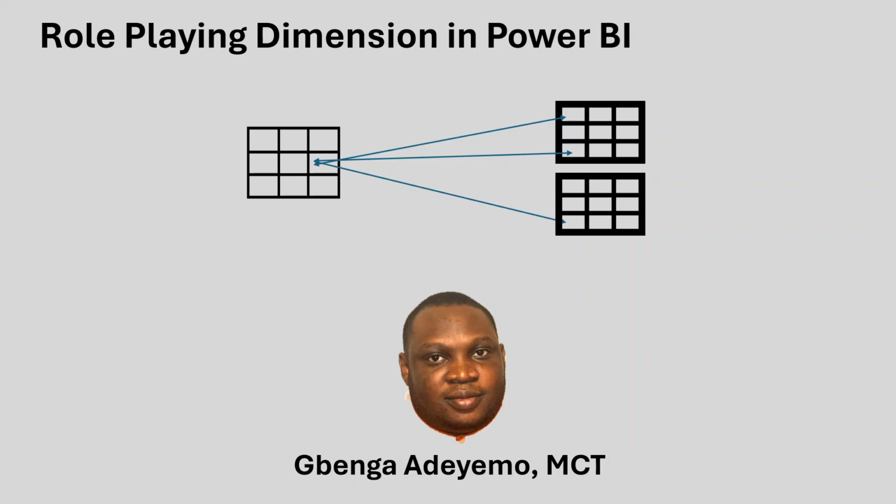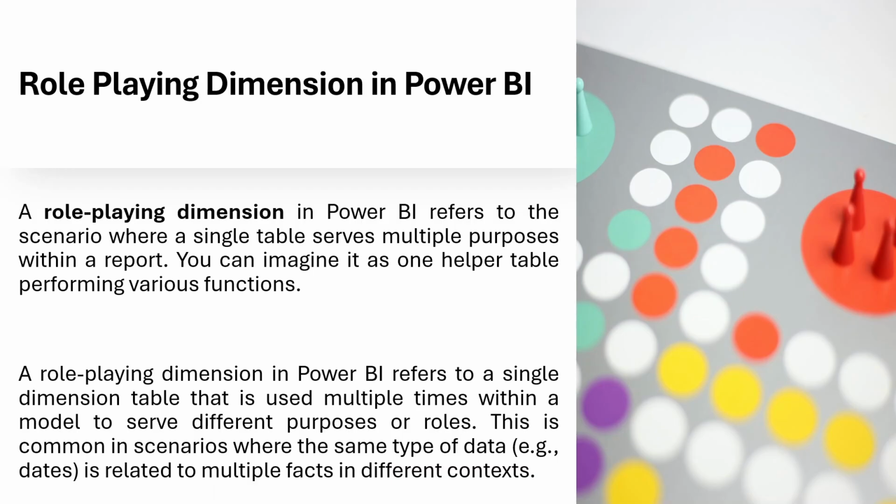Today I'm going to be talking to you about one very interesting topic in Power BI known as role-playing dimension. Now, what is role-playing dimension? I want you to imagine a table that can serve multiple purposes. That is what we refer to as role-playing dimension. It refers to a scenario where a single table can be used for different purposes within a report. We call it a helper table because it can perform various functions.